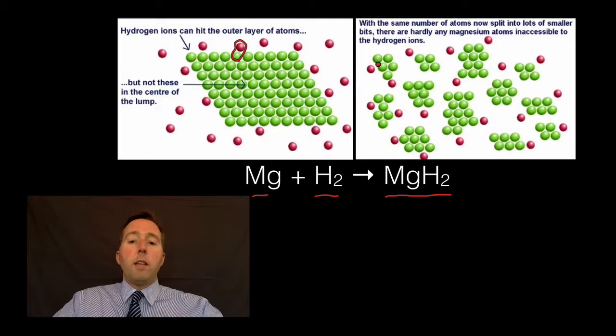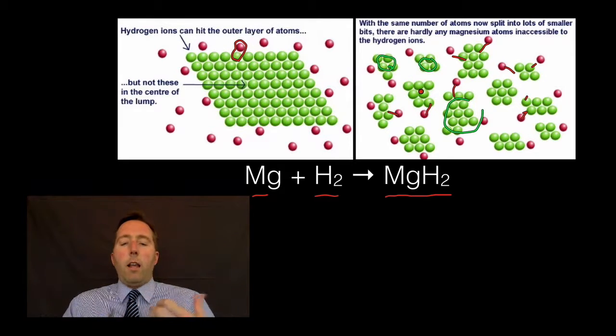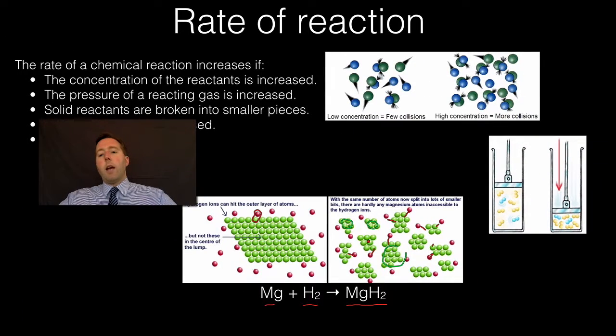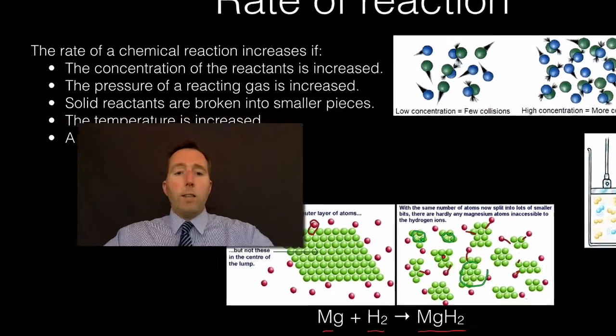But if I break the magnesium into smaller pieces, you'll find that there's so much more area for the hydrogen to bump into. So if I've increased the surface area, in fact, of one of the reactants, I'm basically enabling the 2 chemicals to come into contact more often, and the more often they do that, the faster the rate of reaction occurs. So if I break a big solid into smaller pieces or increase the surface area of one of the reactants, then again the rate of reaction will increase or go faster.